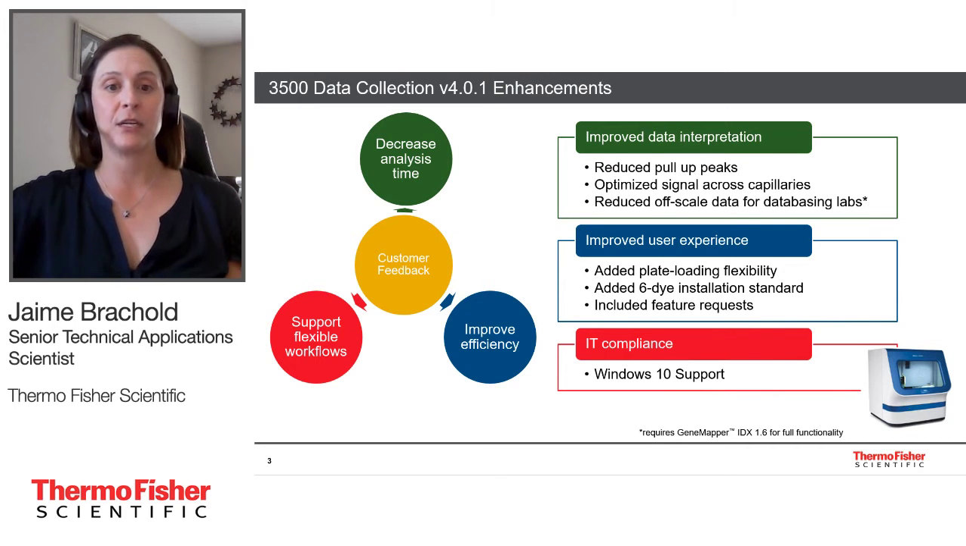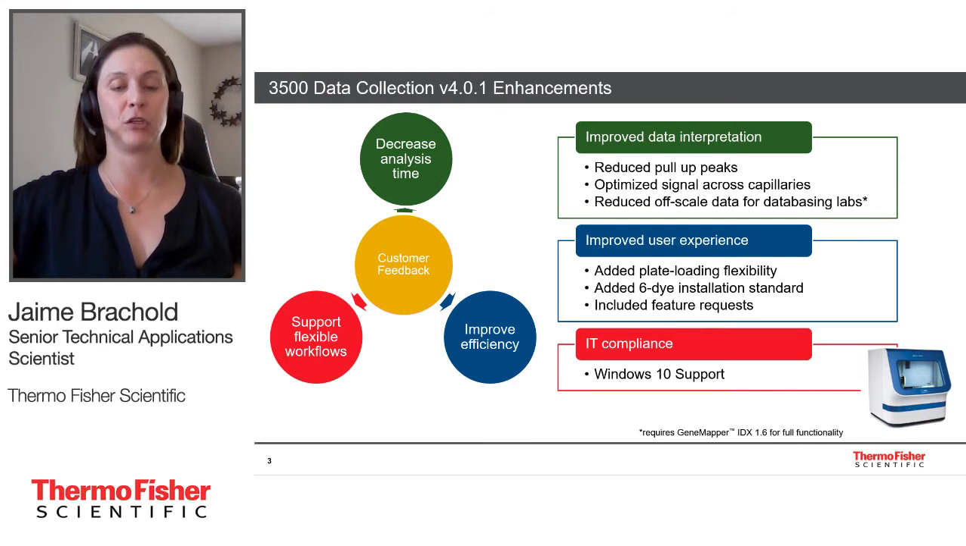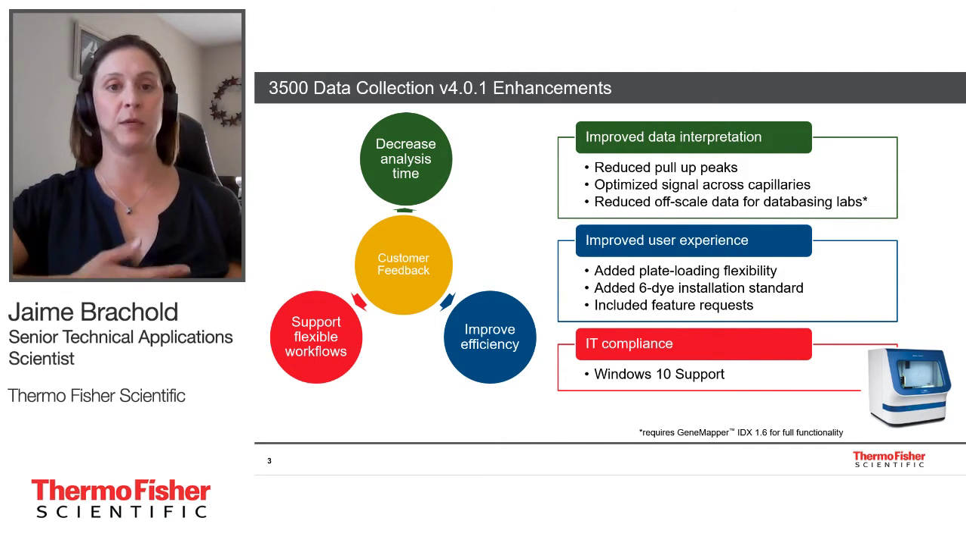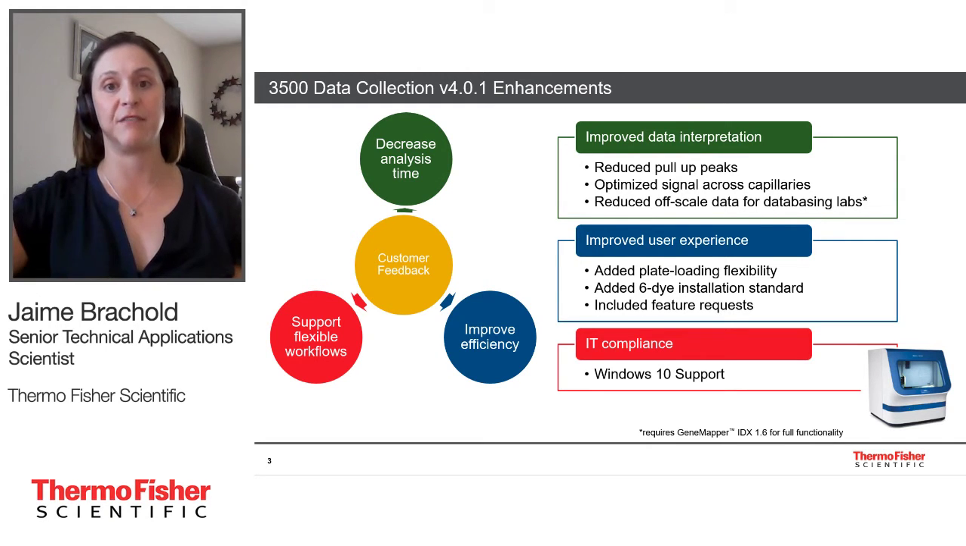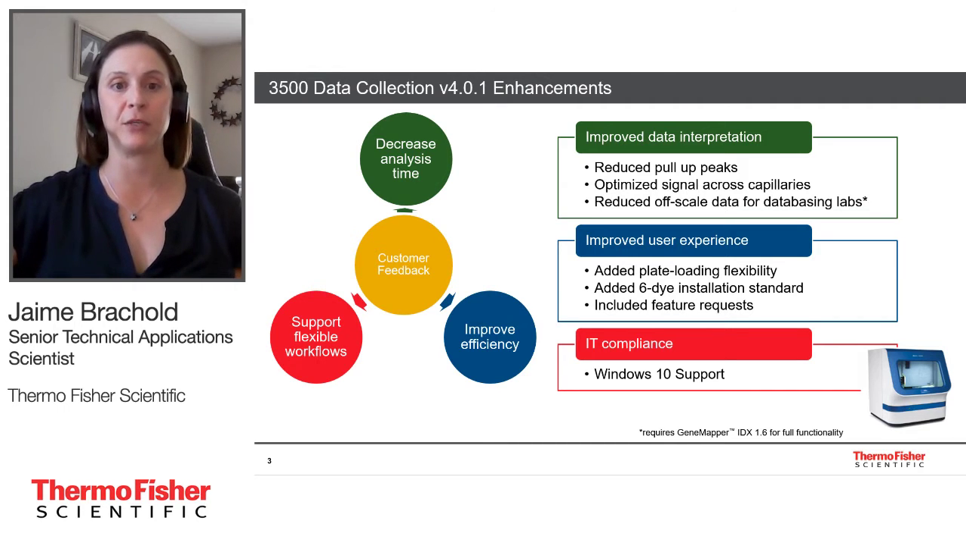You do see a little asterisk here that mentions GeneMapper IDX version 1.6 for full functionality of the off-scale recovery feature. And that is because it's only in version 1.6 that you'll see that cap lifted up to 65,000. If you analyze these HID files in earlier versions of IDX, you will see reduced pull-up, also as it relates to the off-scale data, but you won't see that cap lifted up to 65K. You'll still get the off-scale indicator when peaks reach about 32,000.